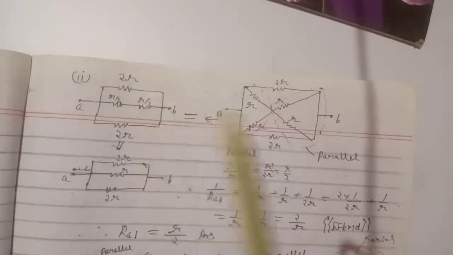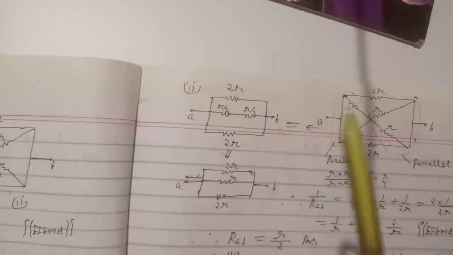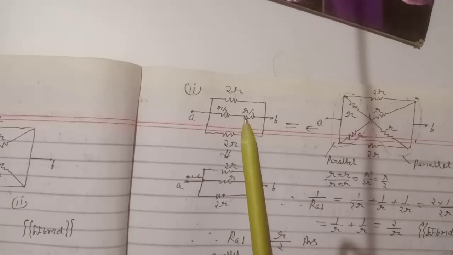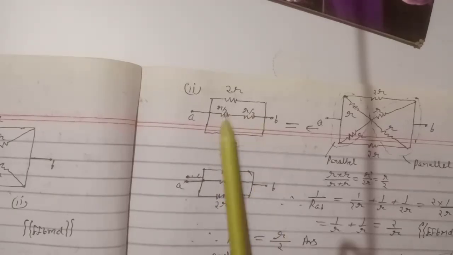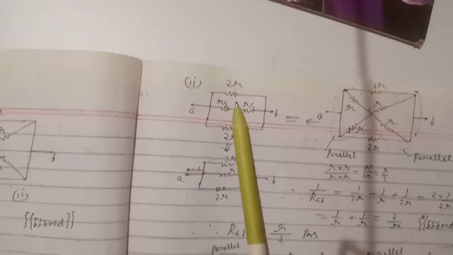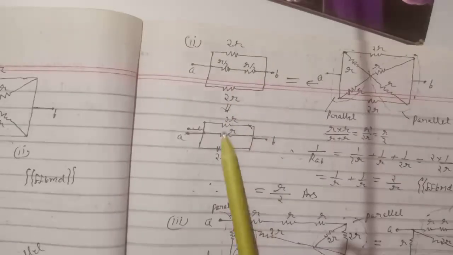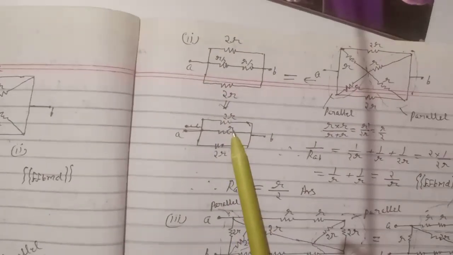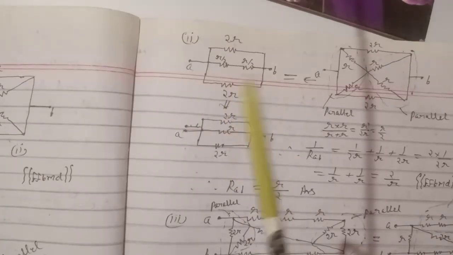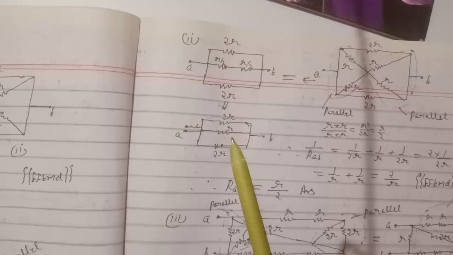Now the equivalent value of this is R by 2, and the equivalent value of this is R by 2, and now these are in parallel. So again we calculate this value using parallel combination. The value of this parallel will be R, because R by 2 into R by 2 divided by R by 2 plus R by 2, and solving we get the value R.